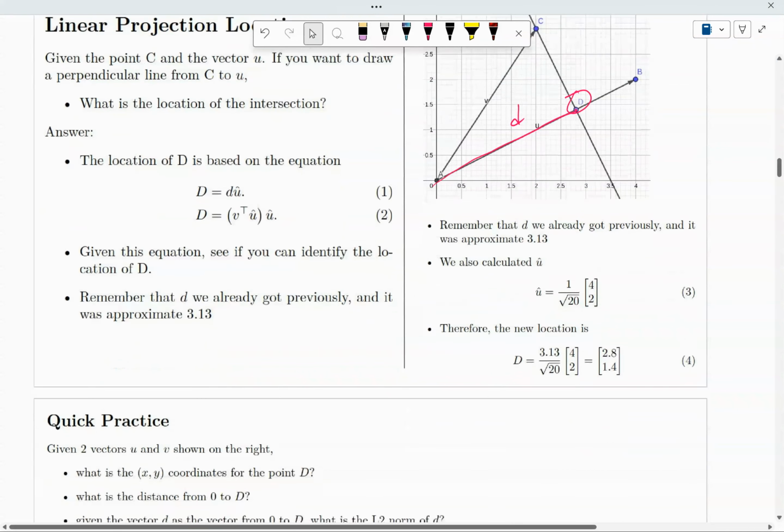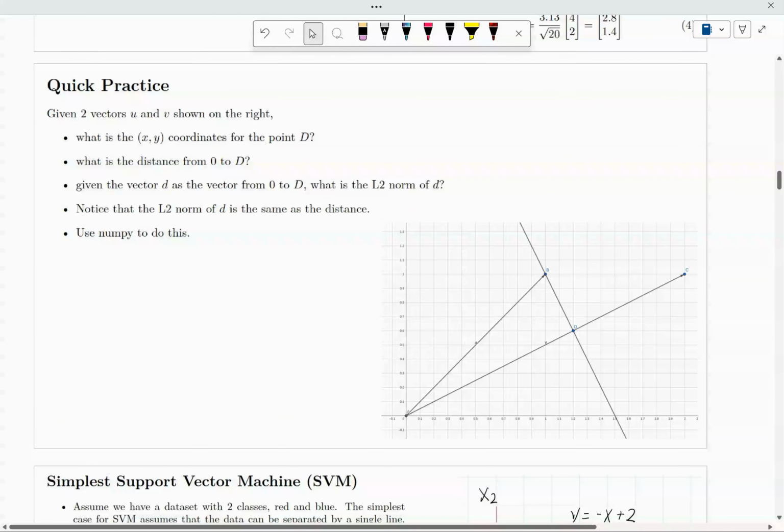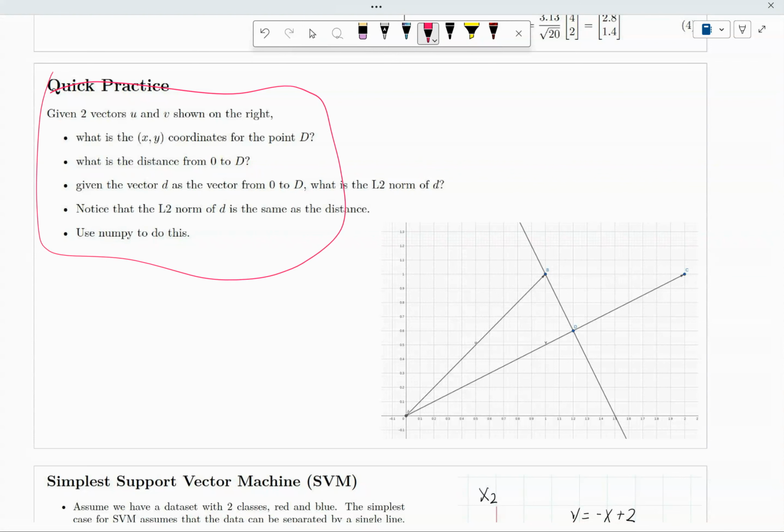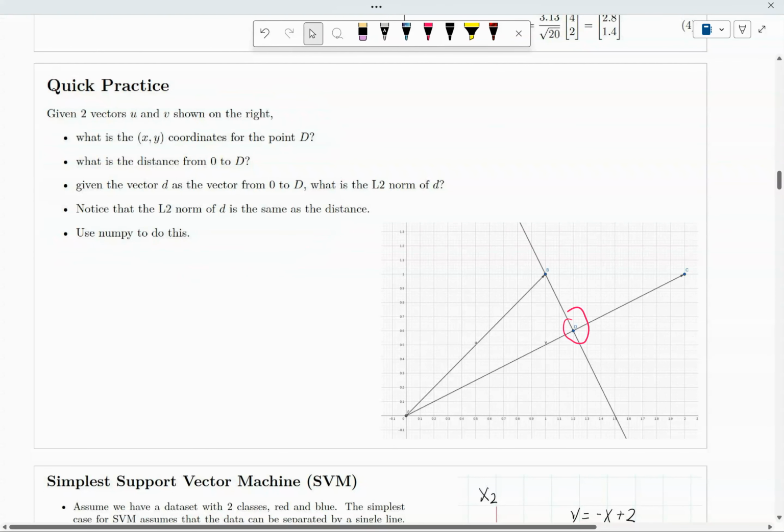Okay, so do a quick practice, see if you can essentially solve these problems. Right, you have two vectors, and you want to find this point D. Okay, see if you can do it. Once you get a little bit warmed up on these concepts, even though you may have done it before, just priming your brain first will help you to understand it later.